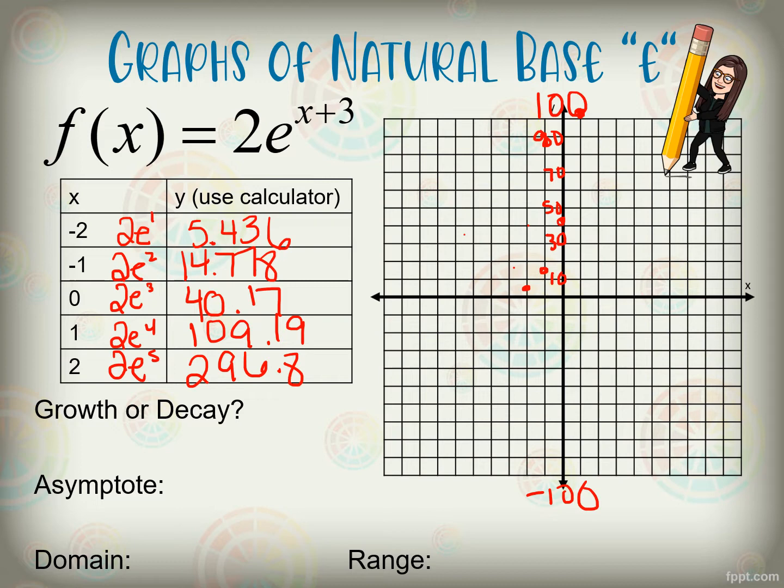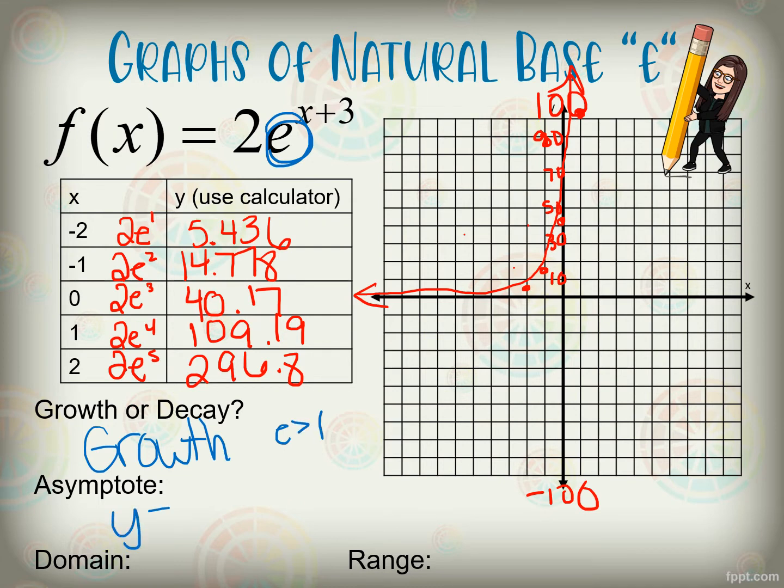Now, this is still an exponential graph, meaning I'm going to see something that looks like all the exponential work we already did. So in this case, exponential growth or decay? Well, my base is e, and e is 2 point something. E is greater than 1, so it's automatically growth. My asymptote is going to be y equals 0 because we didn't add or subtract anything as a vertical shift. My domain, as with other exponentials, is forever. My range, however, approaches 0 and infinity.